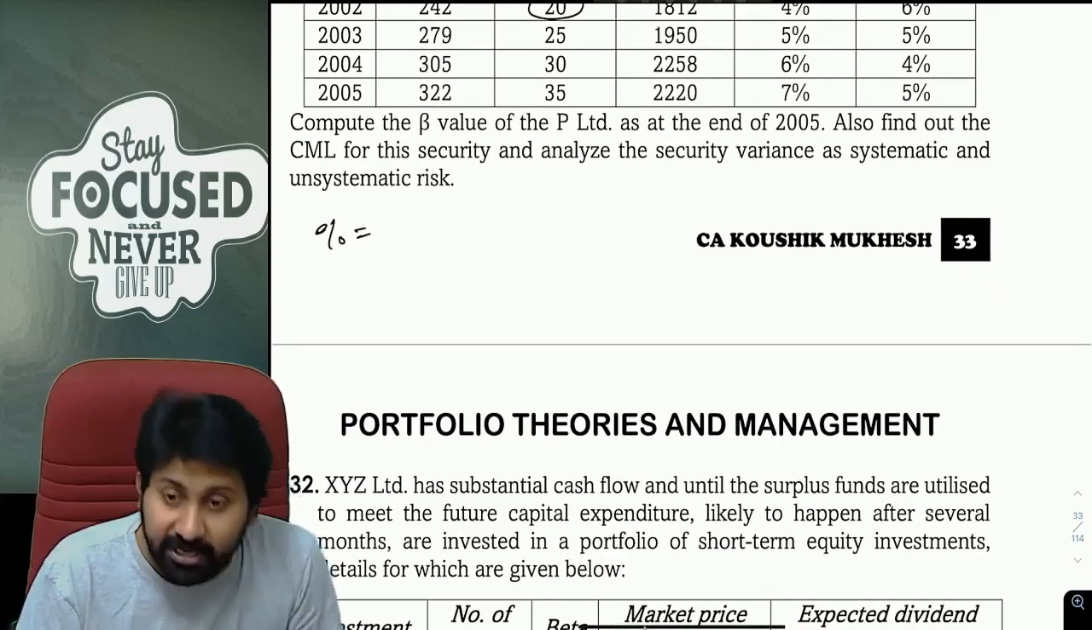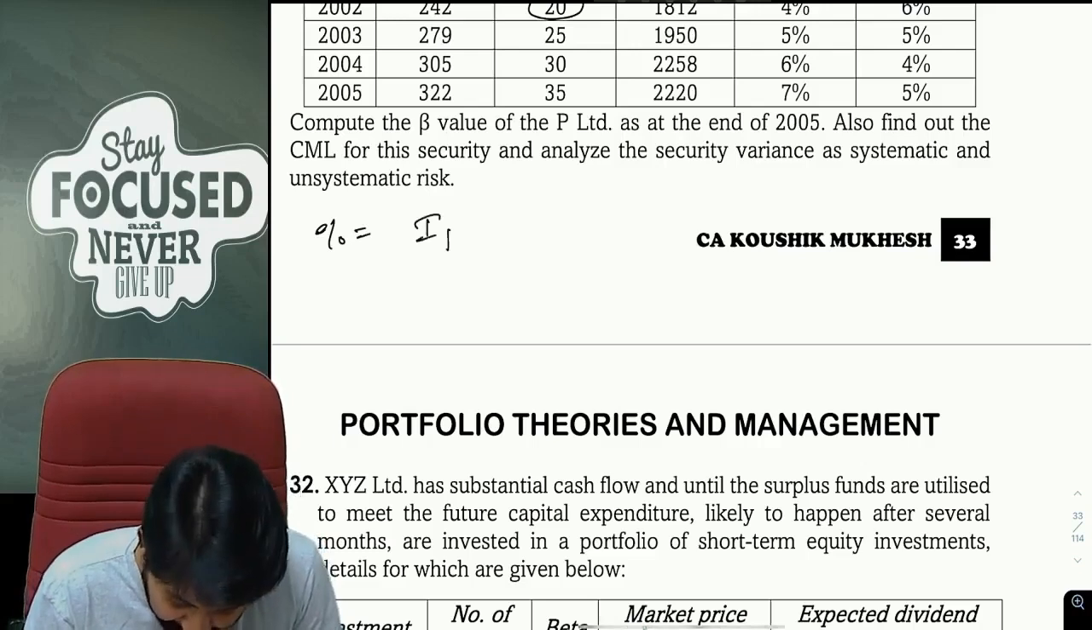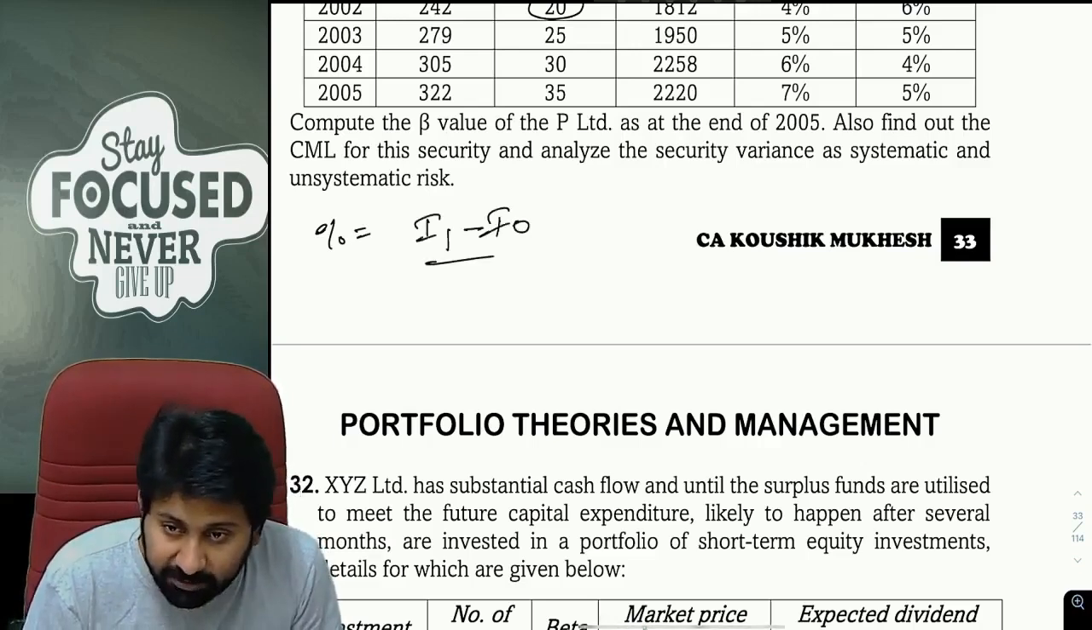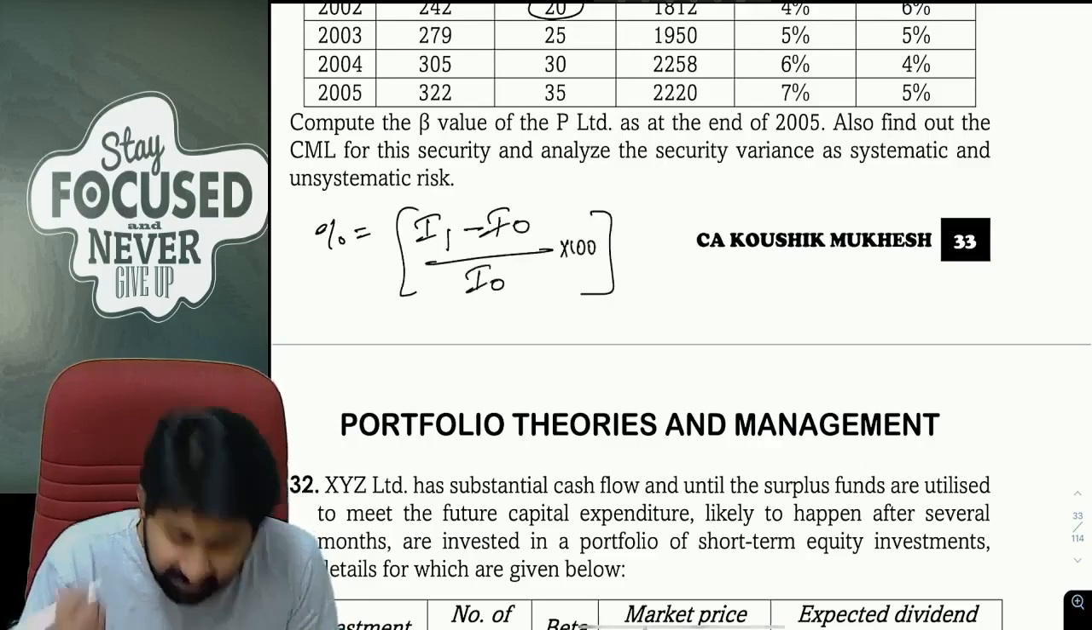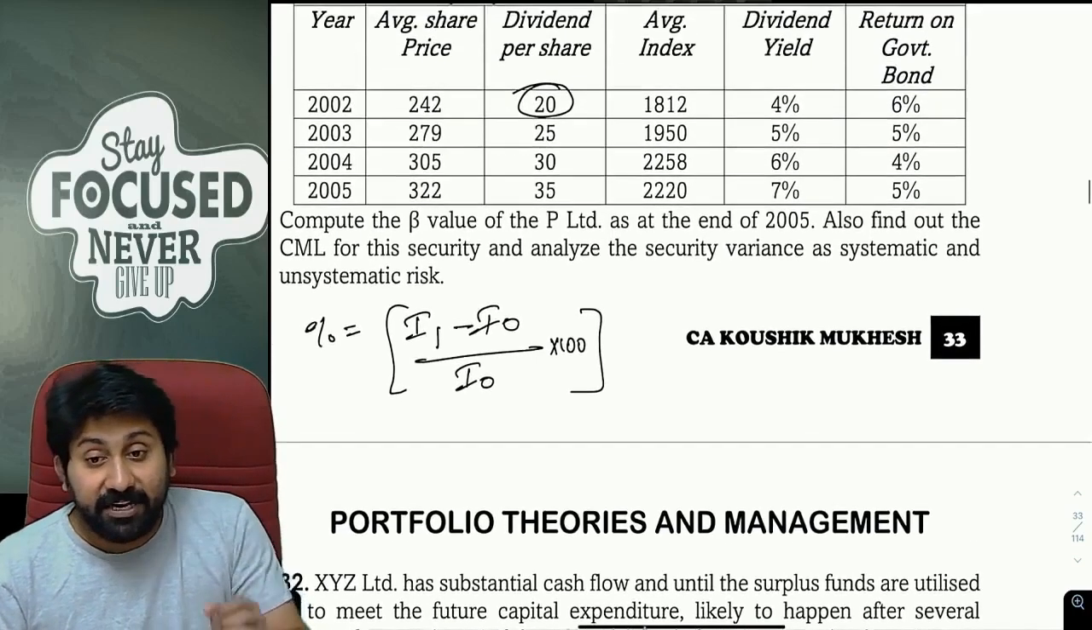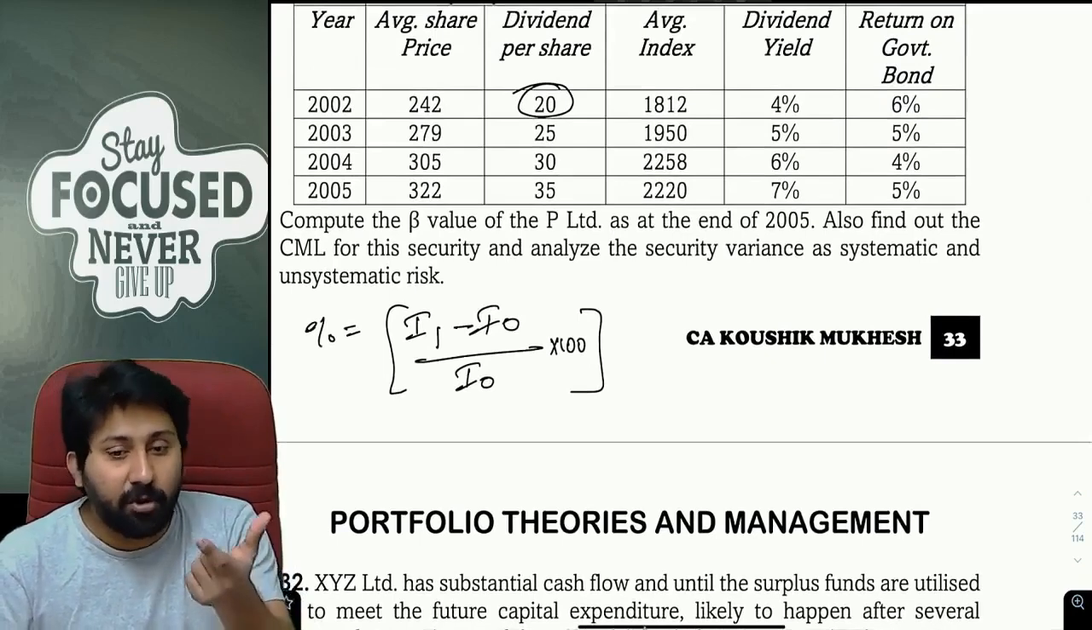Sorry. Instead of P1, I will put I1. P1 minus P0, whole divided by P0, into 100. This is one part. If it is a company, I will get dividend in rupees.